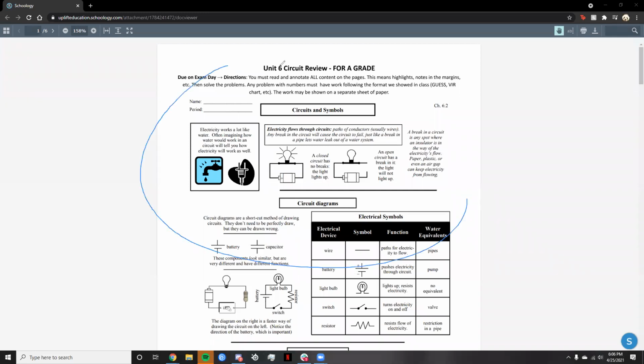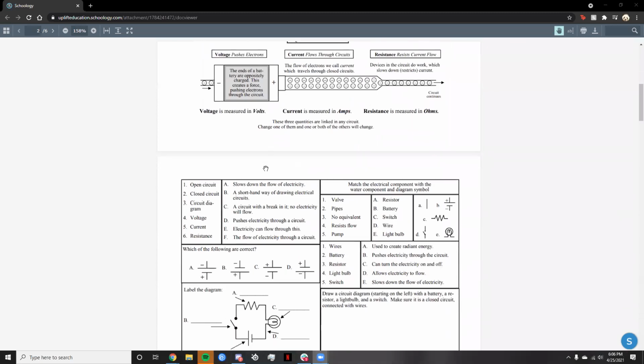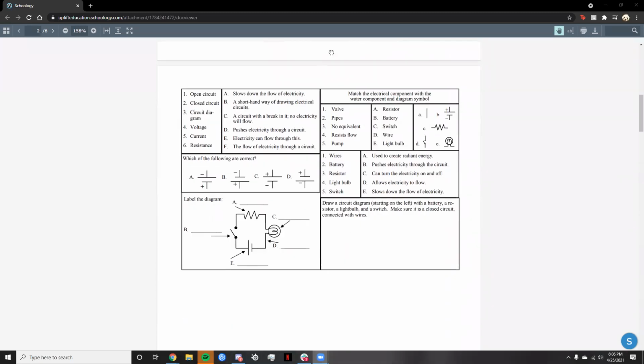But let's go through this. This first page, annotating. Easy. All right, next page. This, you just got to match it. Super easy. We'll match it. Look at this. Okay, so an open circuit, that goes with a break in a circuit. So C goes to 1. A goes to C.